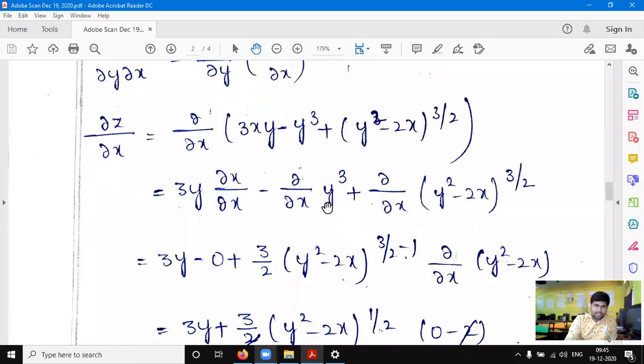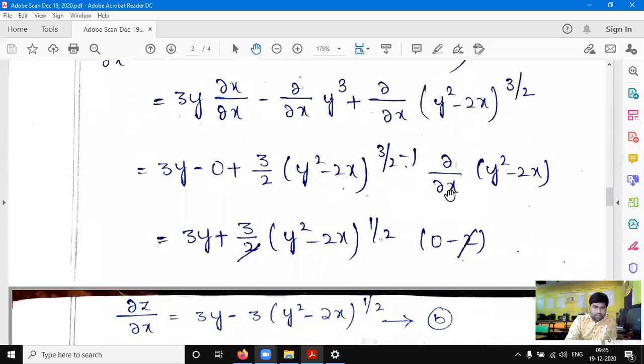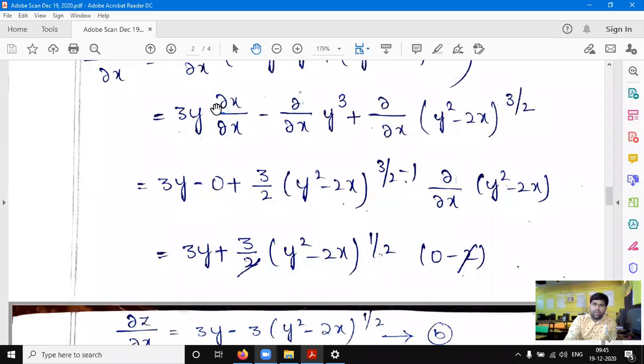into y cube. This is constant. You can write 0 directly, or you can first write dou by dou x into y cube. Plus, again this one: the differentiation of dou by dou x into y square minus 2x whole to the power of 3 by 2. So here, 3y into dou x by dou x is 1, that is 1 into 3y, minus the differentiation of y cube with respect to x, which is 0 because y is constant, plus this one's differentiation. It is also the same, x to the power of n.